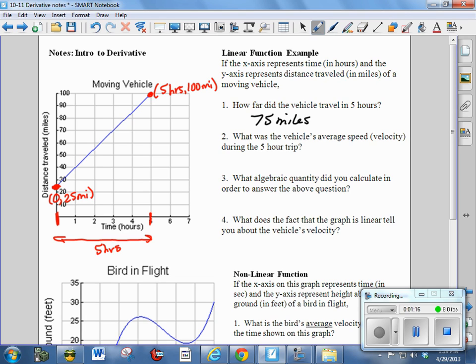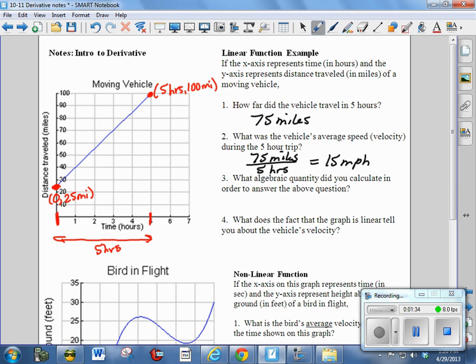What was the vehicle's average speed? Well, speed or velocity is distance divided by time, like miles per hour in this case. So it's 75 miles in 5 hours, so that's 15 miles per hour.